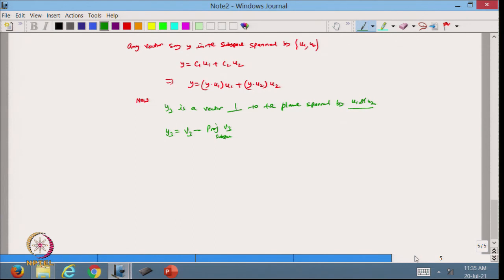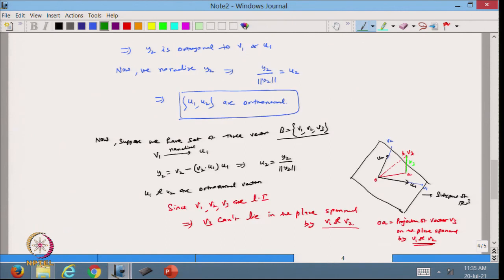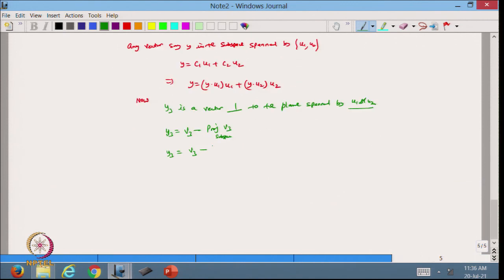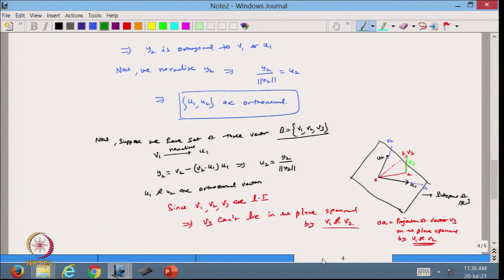The subspace is spanned by these vectors. Now from here I can write my v3. This is my y3, and how can I find this one? For v3, I am taking the span. I can write this as v3 dot u1 u1 plus v3 dot u2 u2. This is what we have written, because I am taking these projections here.